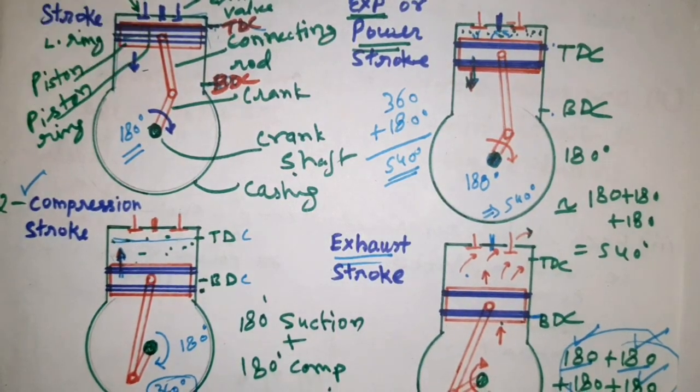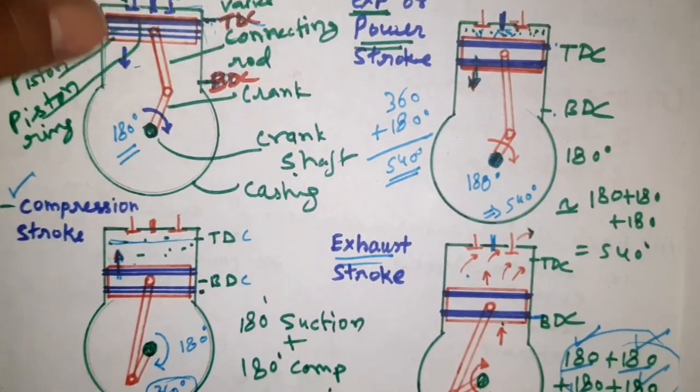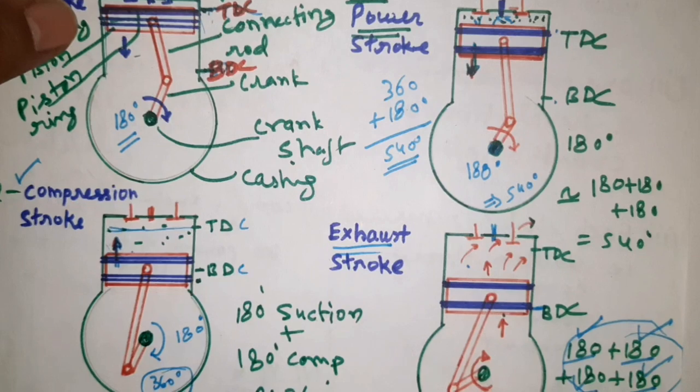So this was the difference between the four stroke engine and the two stroke IC engine.